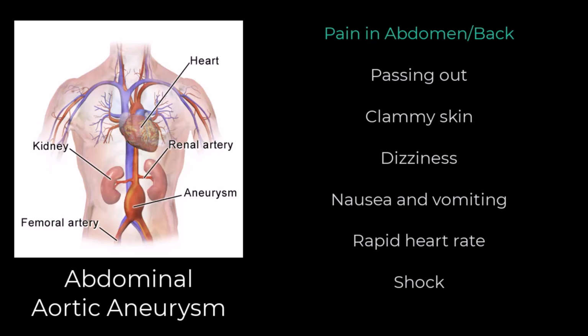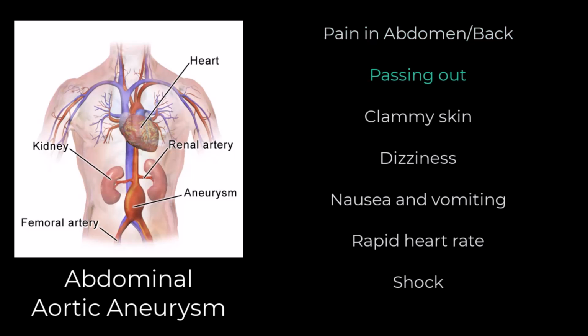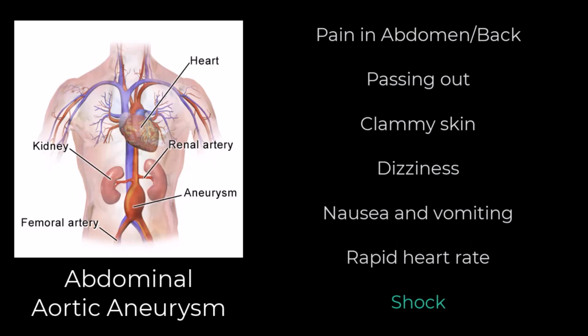Symptoms of rupture include pain in the abdomen or back. The pain may be severe, sudden, persistent, or constant. It may spread to the groin, buttocks, or legs. Passing out. Clammy skin. Dizziness. Nausea and vomiting. Rapid heart rate. And shock.